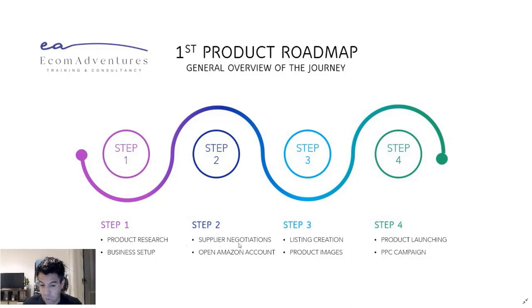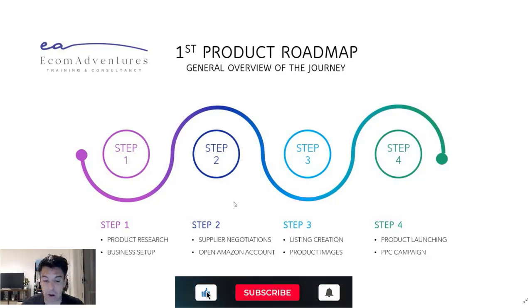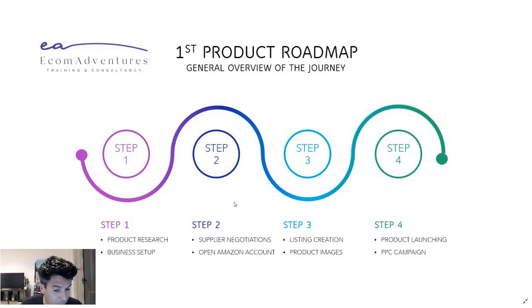Step 2. What are we gonna do on step 2? On step 2, we're gonna do supplier negotiations. So we're gonna start negotiating with suppliers the price that we're gonna buy our product at, the specifications of the product, where we're gonna put the logo, the color, etc. Okay. Then, when we have that done, we're going to open the Amazon account. Okay. So these 2 things, we're doing together.